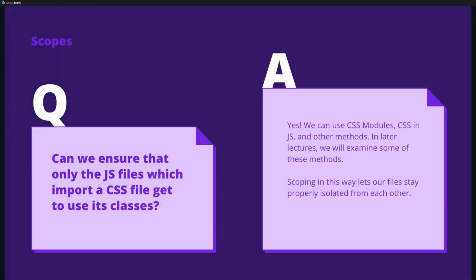Part of making our components truly isolated means we need to make sure that if we import a CSS file, we can only use its classes within the file that we import it in, and it doesn't get mixed up with other components. The good thing is that there are many methods to do this, methods like CSS modules or CSS in JS. In later lectures, we'll cover these.